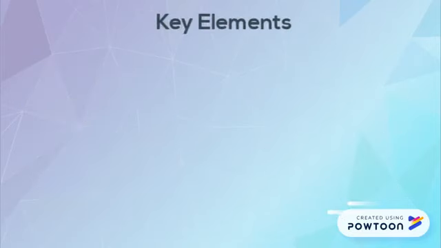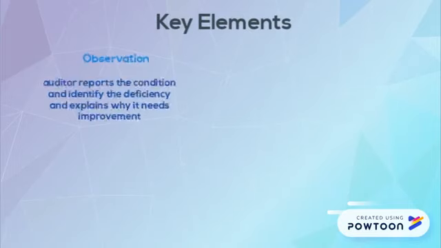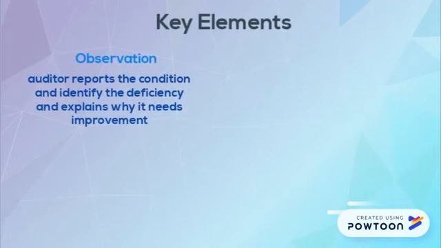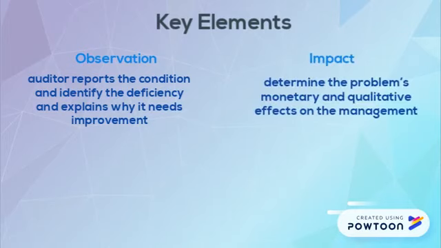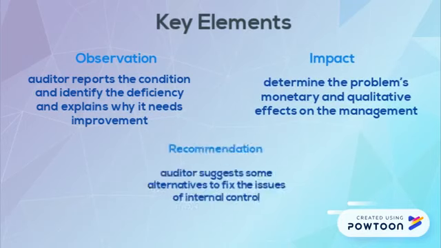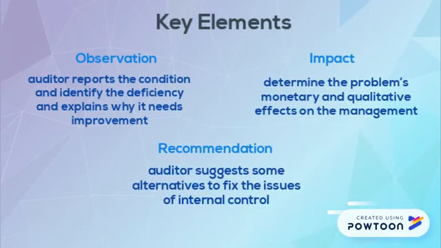There are a few key elements of management letter. First is observation. Auditor reports the condition and identify the deficiency and explains why it needs improvement. Next is impact. It is to determine the problem's monetary and qualitative effects on the manager. Last is recommendation. Auditor suggests some alternatives to fix the issues of internal control.